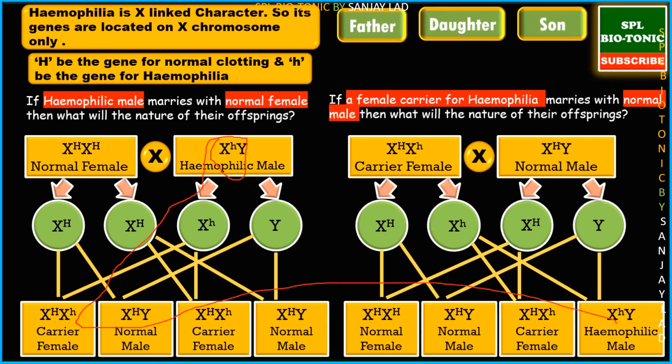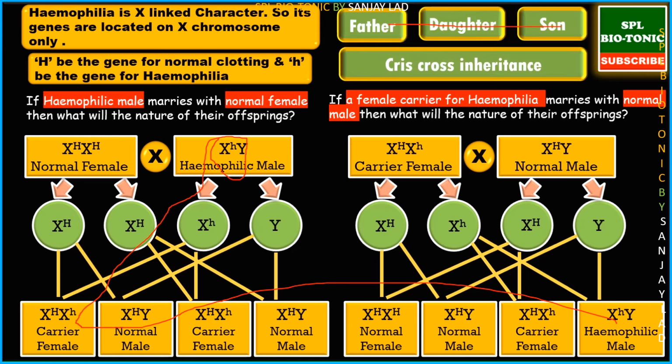So this type of inheritance is called criss-cross inheritance. The transmission of a character from father to daughter to son is called criss-cross inheritance. This type of example we have seen in one of the previous videos, in the case of color blindness. So color blindness and hemophilia both show criss-cross inheritance. Students, I hope you are understanding the concept of hemophilia and the biology behind it.